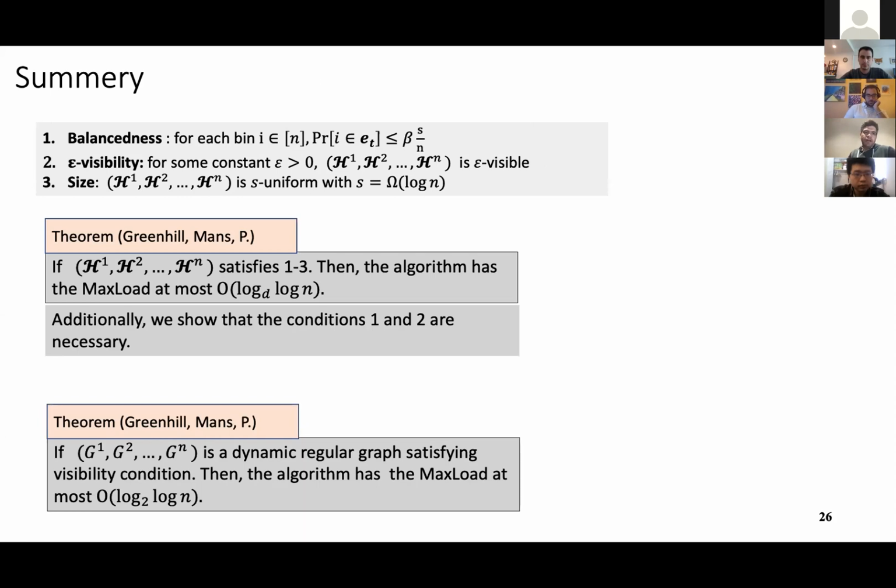Also, we can prove that if we are given a dynamic graph like G1, G2 to Gn, and they satisfy the visibility condition, again we can get the maximum load of log log n with high probability.